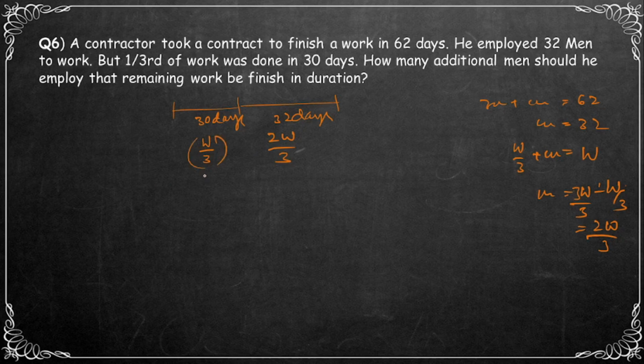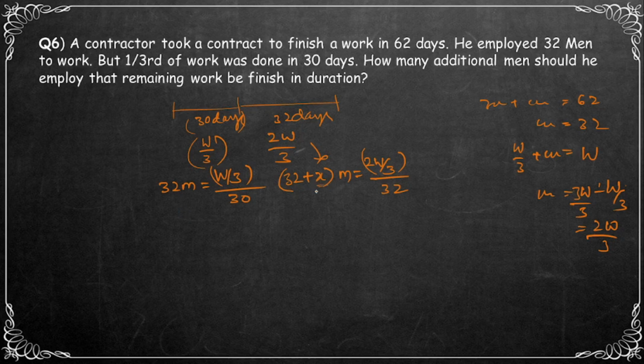So this W by 3 amount of work in 30 days is done by 32 men, right? We can write an equation like this: m men have completed W by 3 amount of work in 30 days. Now they are asking for additional men, right? So 32 plus x, how many additional men should he employ to complete the remaining work? So 32 plus x men should complete 2/3 of the work in 32 days. We need to find x.